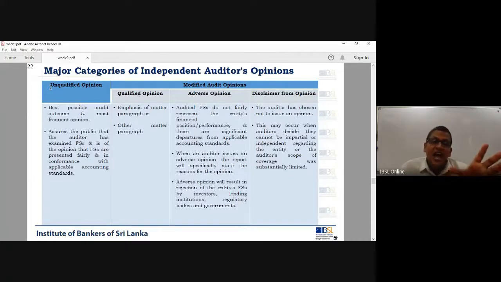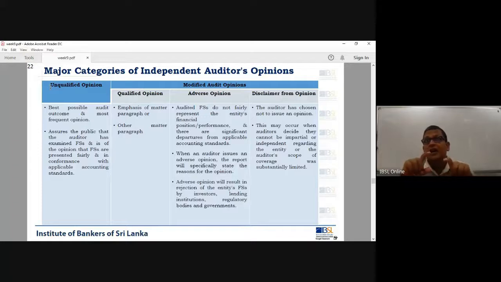So the first one is the unqualified opinion, which is the best available opinion. The second one is by emphasizing a particular matter, they give the opinion. For example, except for this matter, all other things are fine. For example, in a bank, they purchase.